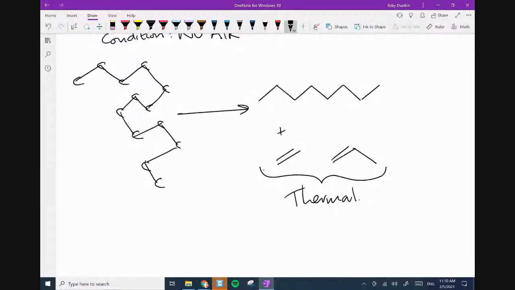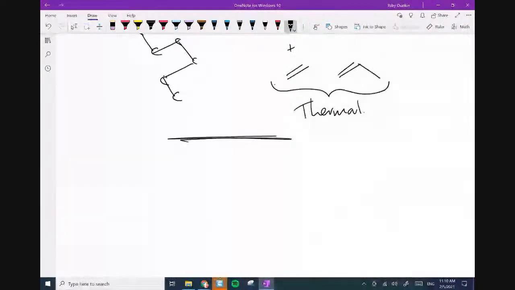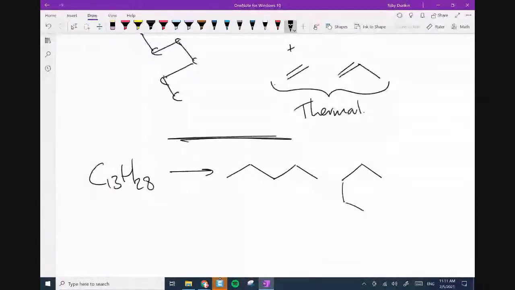If we had done this as a catalytic cracking, we probably wouldn't have got that. What we would have got is we would have taken our big C13, double it, 26, 28, and we would have got something like this. Something like 1, 2, 3, 4, 5. And then instead of getting enes, we're going to get a whole load of cyclos. I've got to be careful here because I'm going to run out of carbons. So I've got 1, 2, 3, 4, 5, 6, 7, 8, 9, 10, 11, 12.